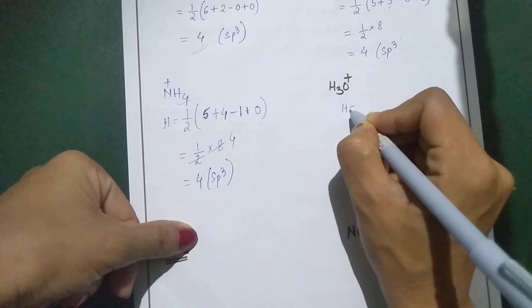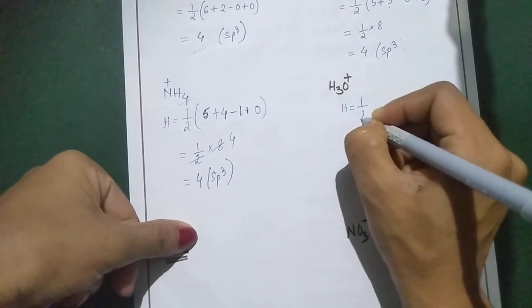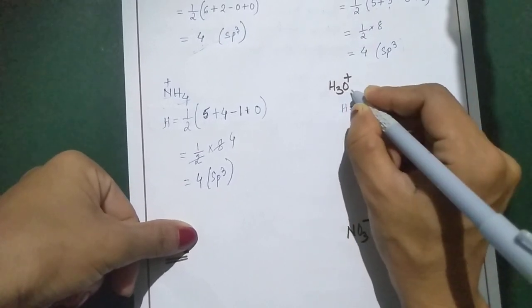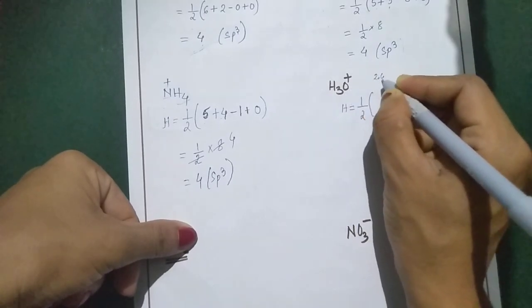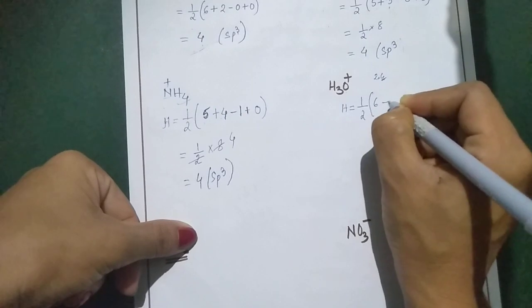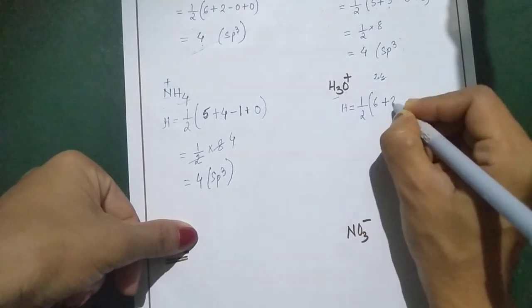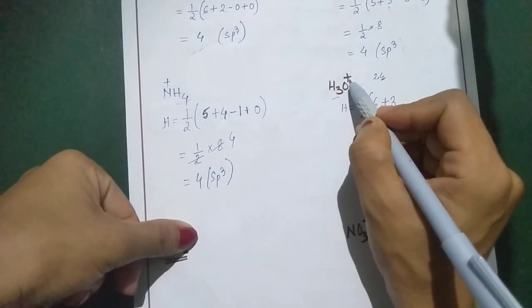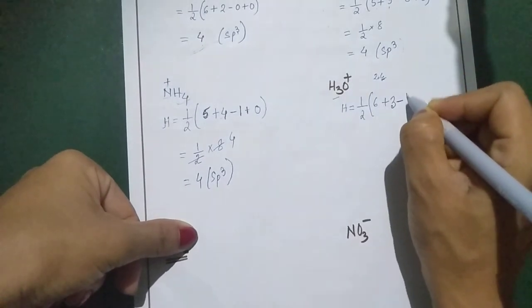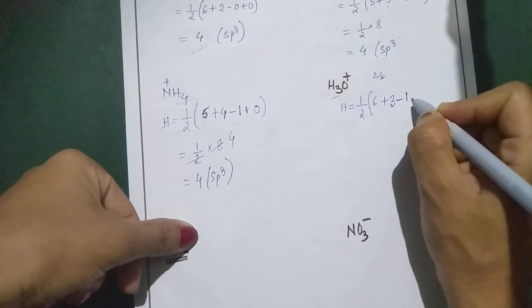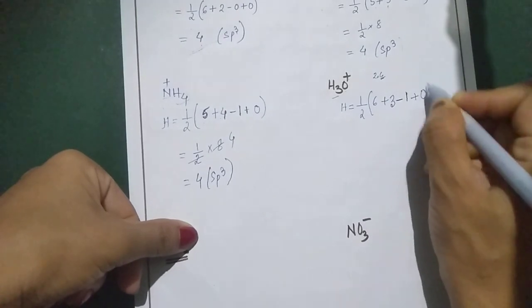Let us find the value of H, half. What is the central atom? Oxygen. What is the valence electrons of oxygen? Valence electrons is 6. So 6 is your valence electron. Plus, how many surrounding? 3 surrounding. What is the charge of the cation? Plus 1. So we'll put always minus 1. Is there any charge of the anion? No. So it will be plus 0.